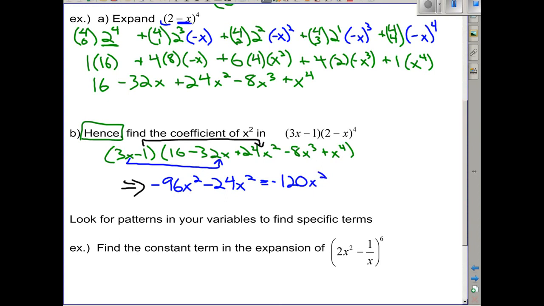And sadly, and somewhat cheaply, that probably isn't going to get you full marks. You have to make sure that you answer the question that's being asked. It's only asking for the coefficient of x squared. So the coefficient is negative 120.